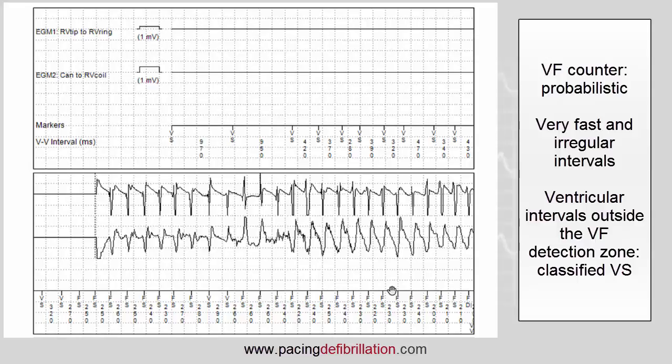In this patient was the programming for the initial detection of the ventricular fibrillation, which is here. This counter required at least 24 out of the 32 last cycles inside the VF zone. This is the case here, so there is an initial detection of ventricular fibrillation.